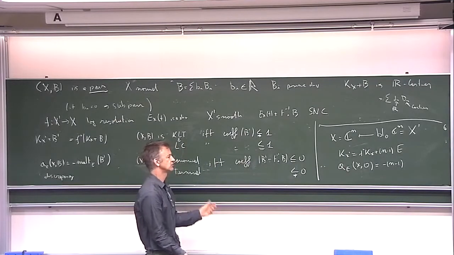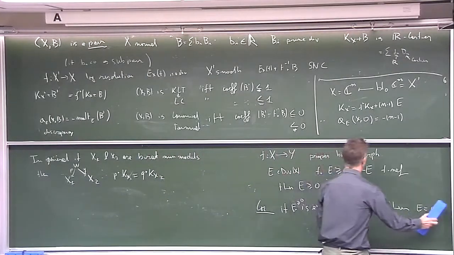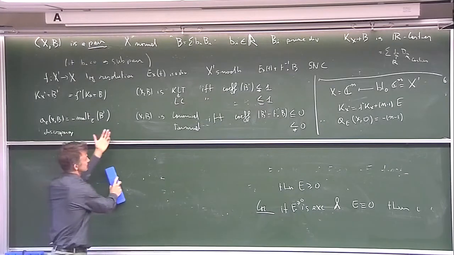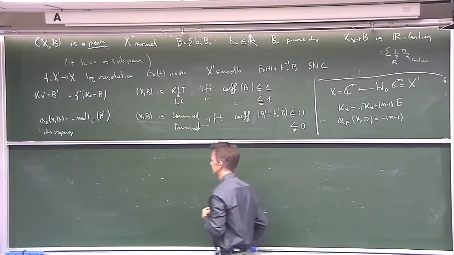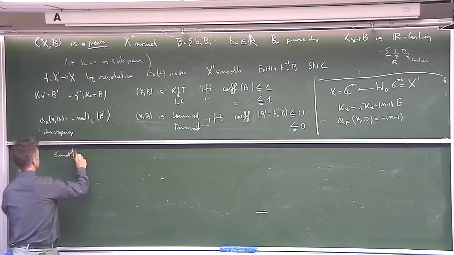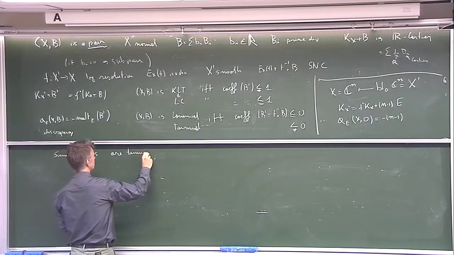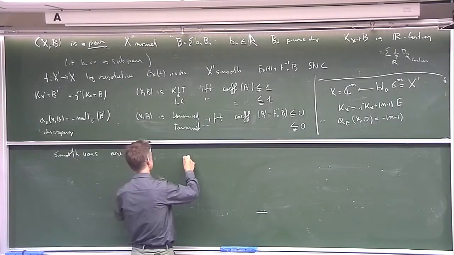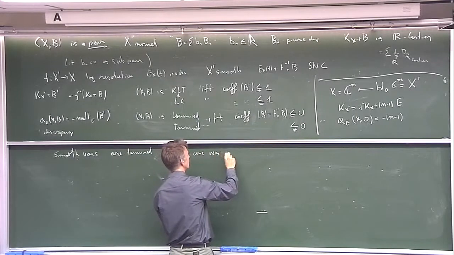Now, I should say it's easy to see, but not completely obvious, that smooth varieties satisfy all of these conditions. They are, in fact, terminal. Smooth varieties are terminal. Okay, what's a more interesting example? We could take X to be a cone over a curve.